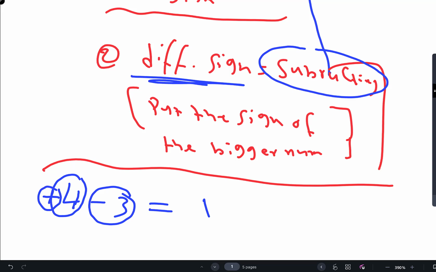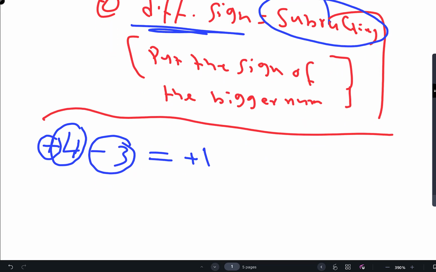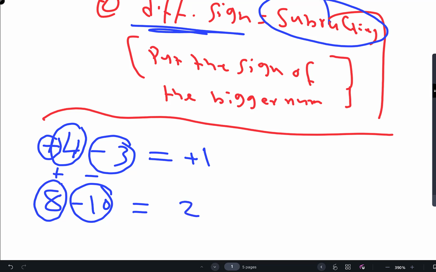of the large number. So 8 minus 10, so this is positive, this is negative. Because they have different signs, you have to subtract them, okay? 10 and 8 subtract gives 2. Which number is bigger? 10. The sign of 10 is negative, so the answer is negative.